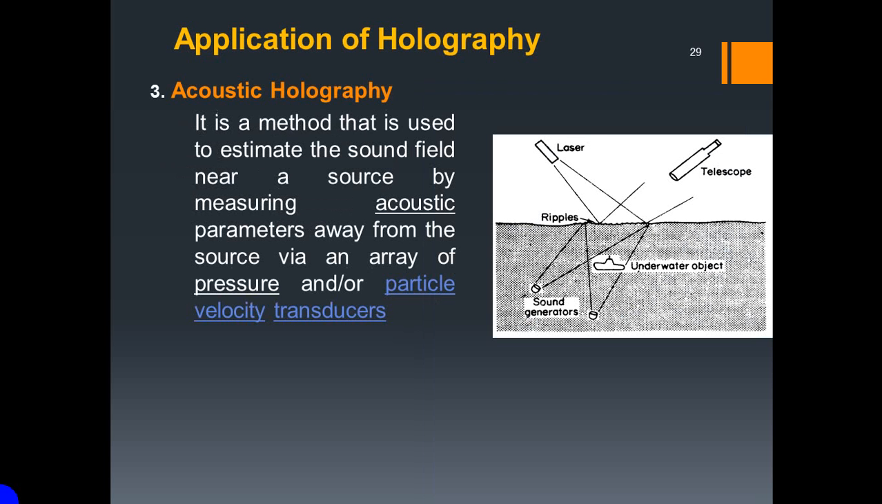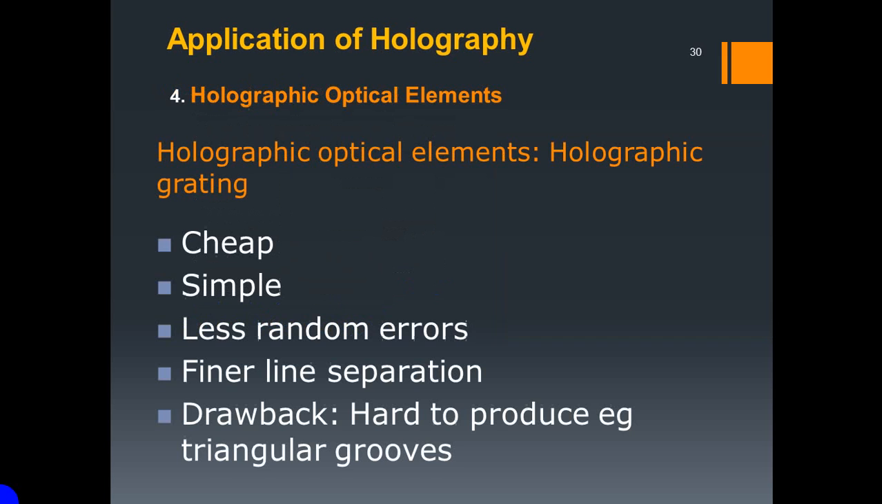Coming to the third application of holography, that is acoustic holography. It is a method used to estimate the sound field near a source by measuring acoustic parameters away from the source via an array of pressure or particle velocity transducers. Coming to the fourth application, that is holographic optical elements, for example the holographic grating. These are cheap, simple, have fewer random errors, and have finer line separation. The only drawback is that they are hard to produce, for example triangular grooves.